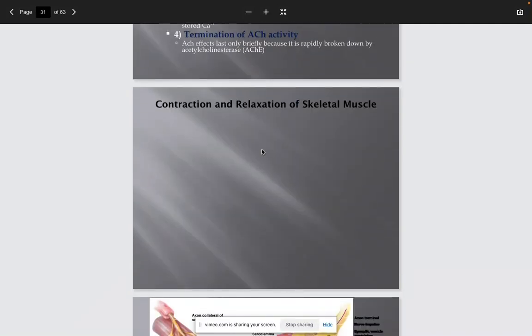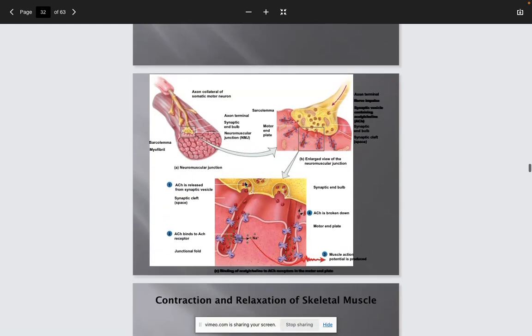This picture right here will not work due to animation being present. This is just showing you what I've already described in detail. Acetylcholine is released from the synaptic vesicle. This is occurring here. Acetylcholine is being released. This is the synaptic space, and it's moving over here, and it's trying to bind to the acetylcholine receptor. As you can see, the muscle action potential is generated because acetylcholine is bound to the acetylcholine receptor. Depolarization is occurring as sodium moves in. So the muscle action potential is produced. And then acetylcholinesterase is present, and acetylcholine will be broken down.